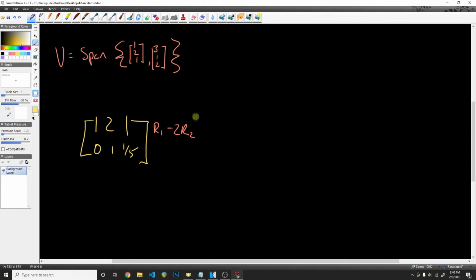Sorry about the sudden change. I had audio problems that I had to fix, so I'm picking up where I left off here, but this is our matrix. We're going to take row 1 and replace it with row 1 minus 2 times row 2.